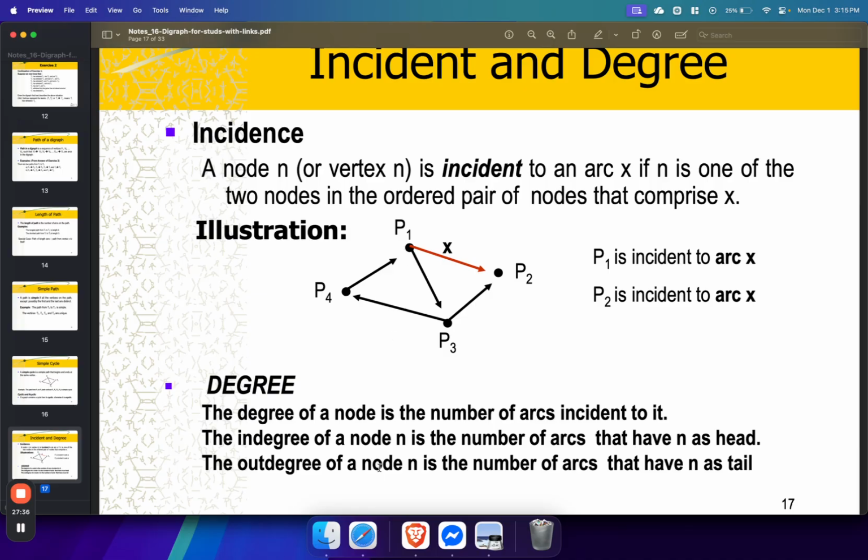The out-degree of a node is the number of arcs that have it as a tail. So how many arcs, or pila ka buok arrow, ang nag-point outside from P1? Di ba? 1, 2. They're pointing away from P1. So, in-degree, pila ka buok ang nag-point padong sa node. Out-degree, pila ka buok ang gi-point gikan sa node.